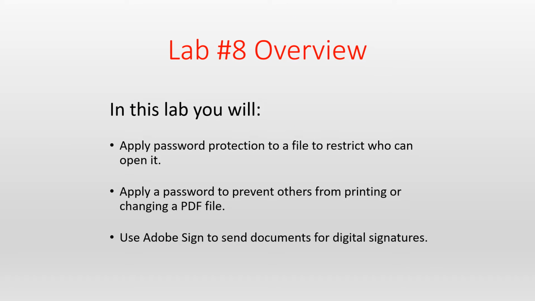So in this lab, we're going to first learn how to apply password protection to files. Adobe has two different levels for that. One level where you are allowed or not to read it, and the other actually protects the document if someone is able to read it, whether they can print it or make changes to it. In the second part, we're going to use the Adobe Sign feature and actually send some documents to yourself to be signed and go through that process.